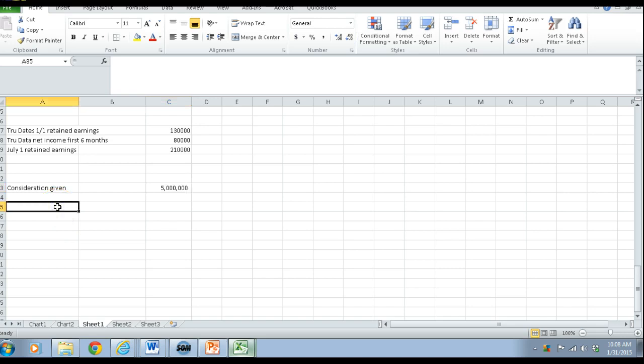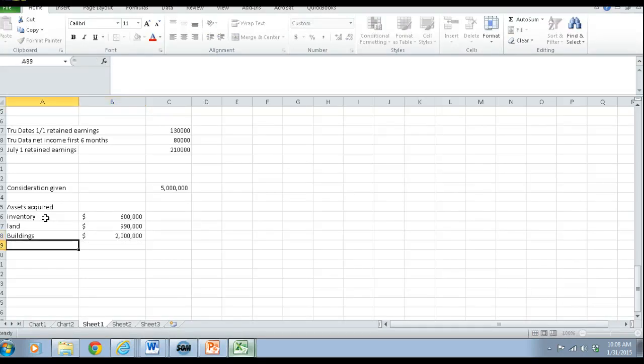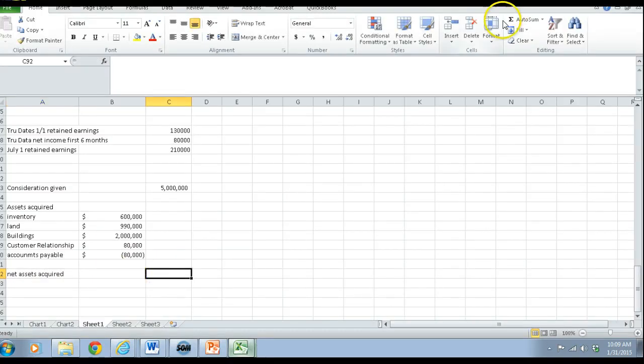We are purchasing the assets acquired. The inventory of $600,000, the land of $990,000, the buildings of $2 million, customer relationships of $800,000, and the accounts payable minus 80. So the net assets acquired are $3,590,000. What am I doing wrong here?